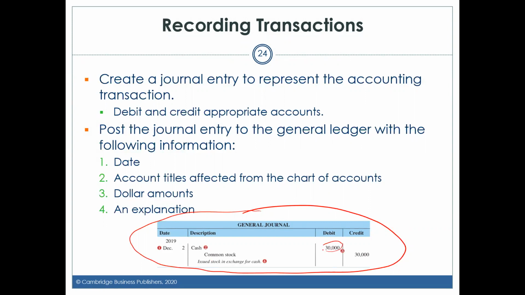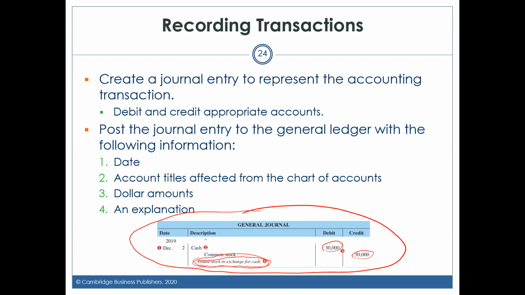Then you put the dollar value of the debits and the credits, and then you write a little description of what this journal entry is doing. And this is the journal entry for that first transaction where Mike's Bikes received $30,000 of cash from Mike. So it says issued stock in exchange for cash. So Mike's Bikes issued stock, gave stock to Mike, and in exchange received cash. So this is just a description.